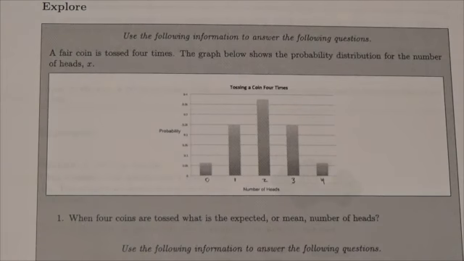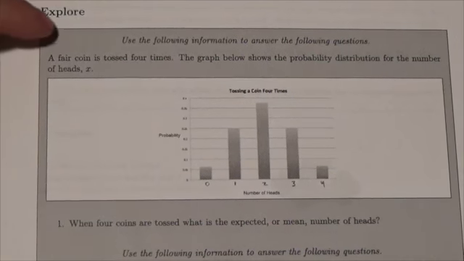Hi everybody, this is the IB probability and set theory package, but we're at topic 2 now. This is expected value, okay? And we're just going to go through this explore together.